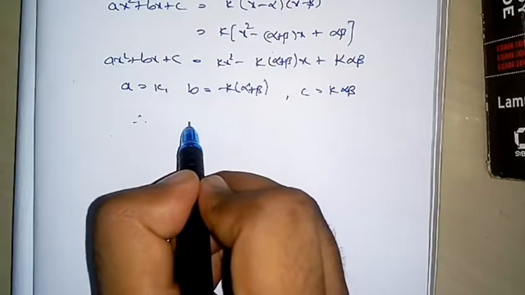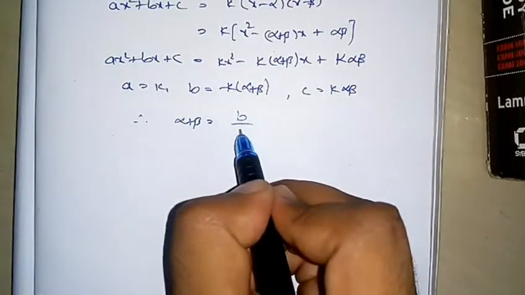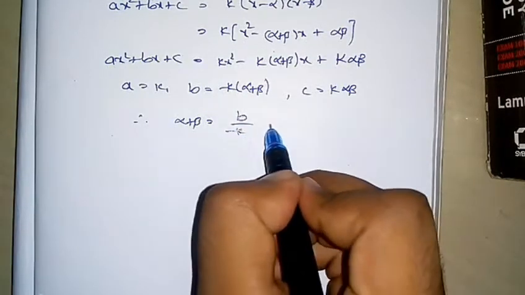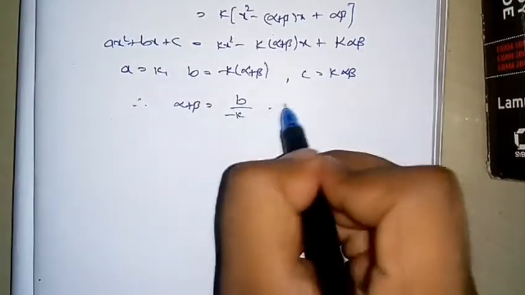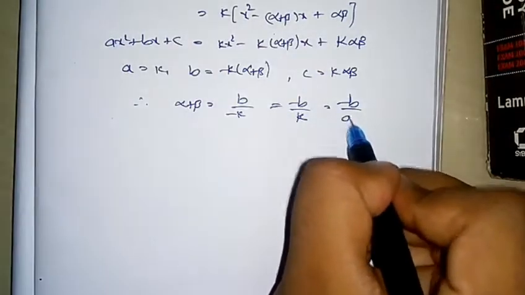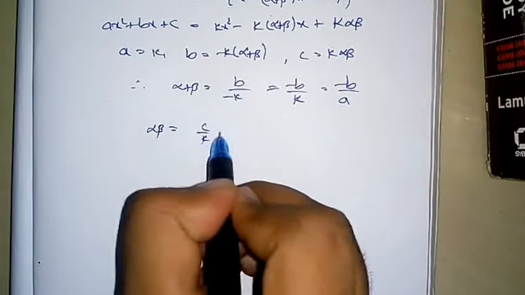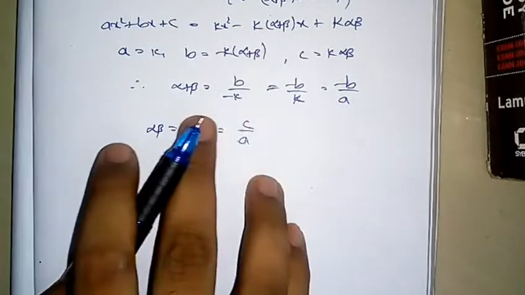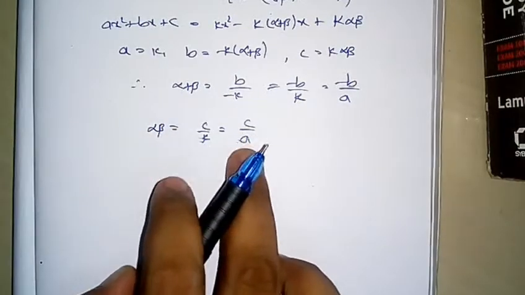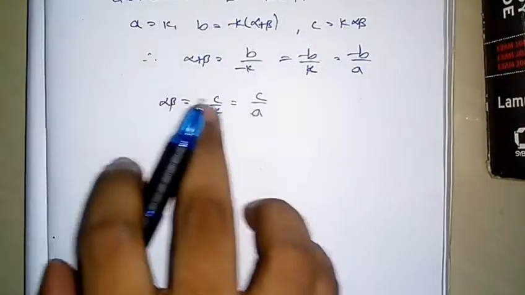Therefore, sum of the roots alpha plus beta is equal to b by minus k, which implies minus b by k. K is equal to a, so it is minus b by a. And product of the roots alpha beta is equal to c by k, which is equal to c by a. Therefore, sum of the roots is equal to minus b by a, and product of the roots is equal to c by a. This is the relationship between roots and coefficients.